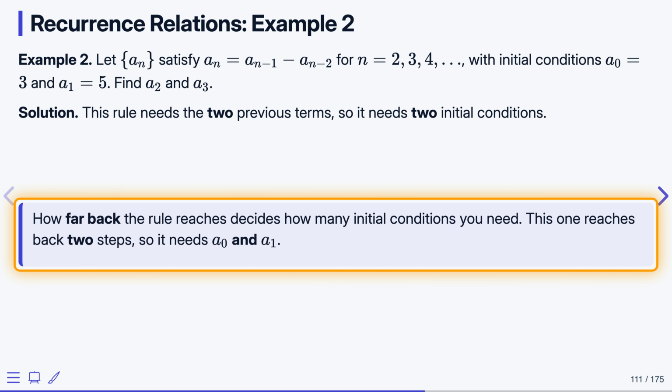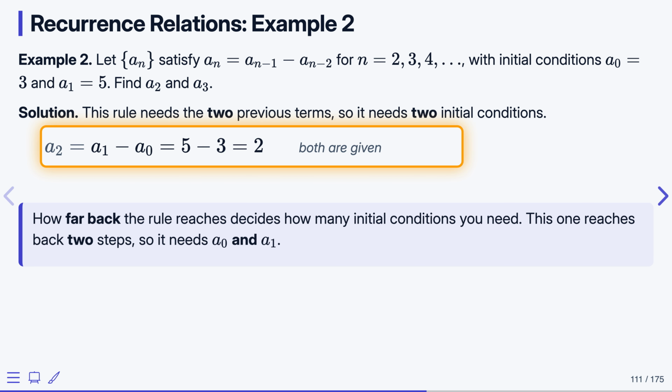Example 2 has a different rule. A sub n equals a sub n minus 1 minus a sub n minus 2. In words, each term is the previous term minus the one before that. Because this rule looks back 2 steps, one starting value is not enough. We need 2 initial conditions. A sub 0 equals 3 and a sub 1 equals 5.